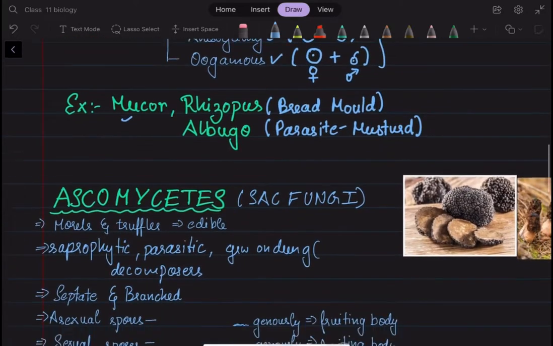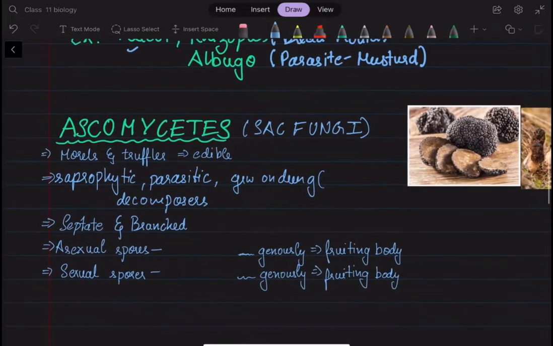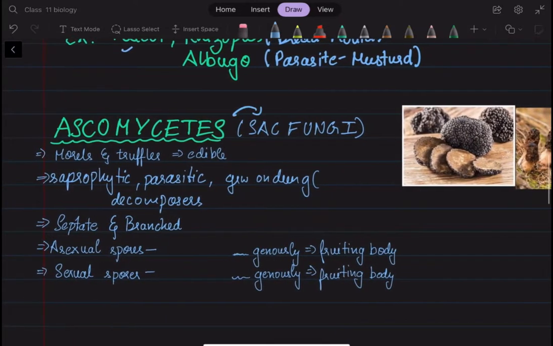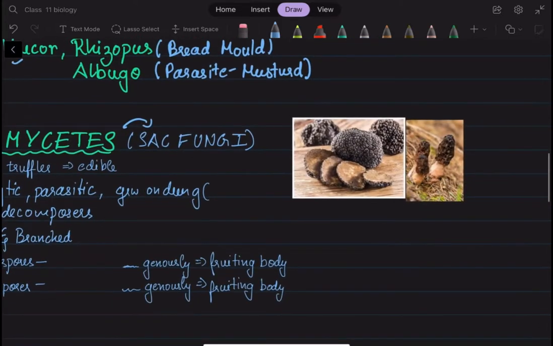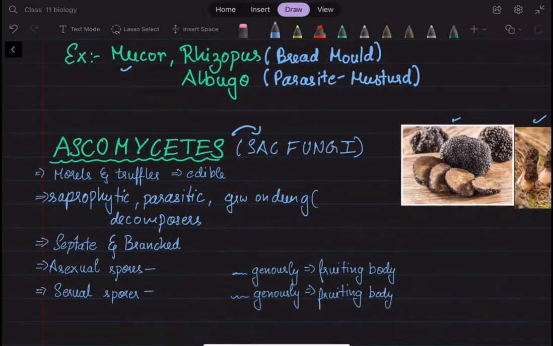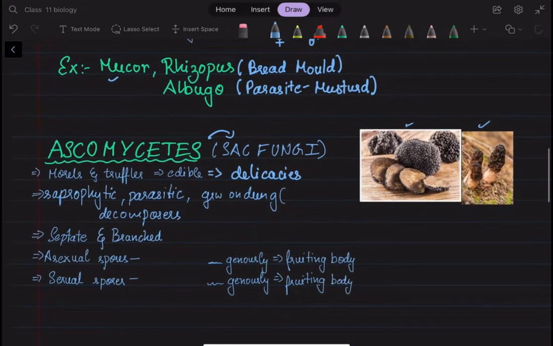Coming to ascomycetes, the next class, this class is famously called sac fungi. It includes morels and truffles. You can see here, you have morels and truffles. These morels and truffles are edible and they are exotic. They are considered delicacies. They're exotic food, used in desserts and many food items.